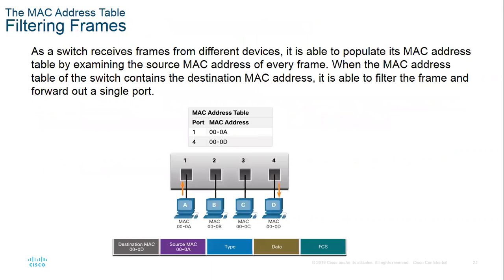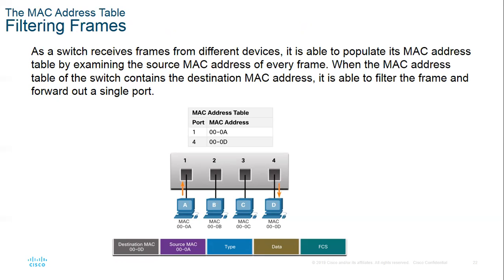Suppose we have the following addresses. We have A sending a frame to D. A is connected to physical port number 1. D is connected to physical port number 4. We suppose here that the switching table is already populated, already learned with the MAC address of A, which is 000A, connected to port 1, and 000D related to station D connected to physical port number 4.